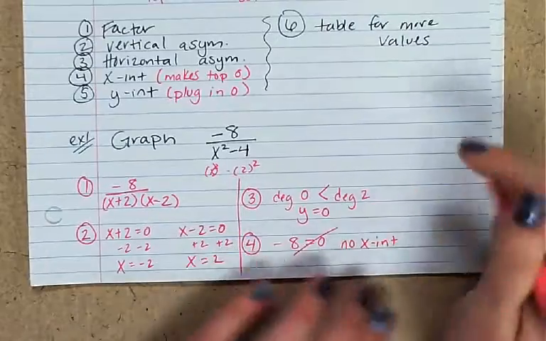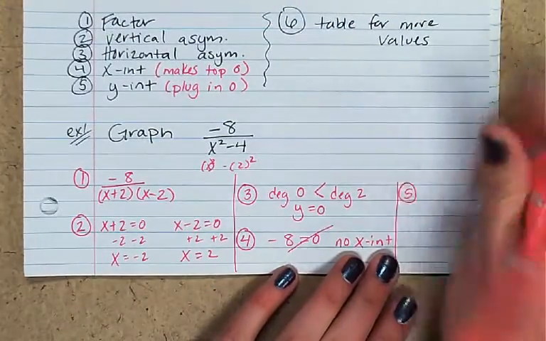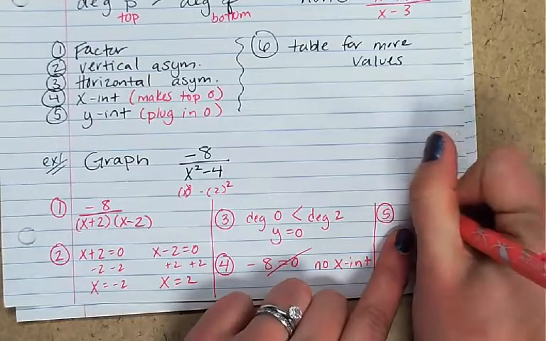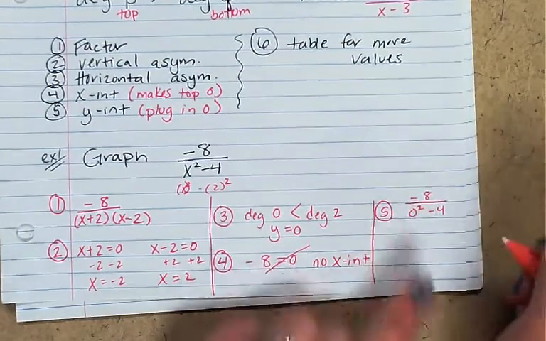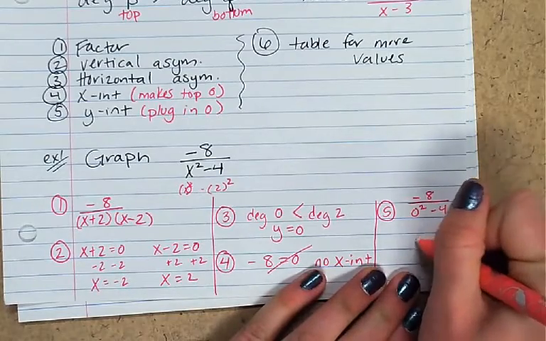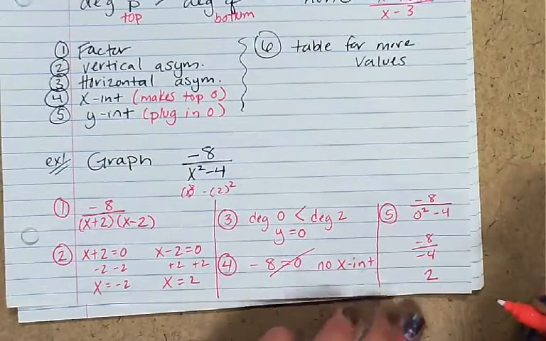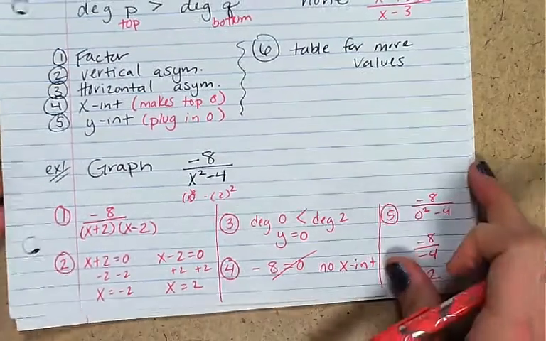And step 5, we're going to find the y-intercept. The way we do that is you plug in 0. So -8 over 0 squared minus 4. So we get -8 over -4, which is 2. So that means I have a y-intercept at 2. So let's stop there and plot all the things that we have.